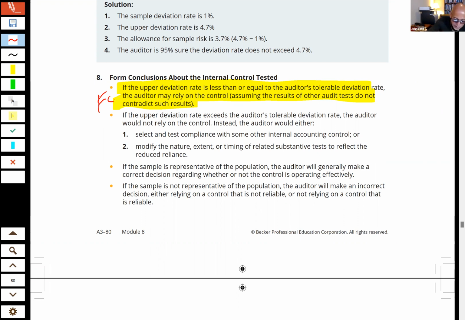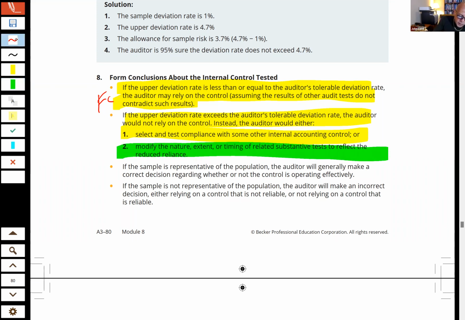For my substantive testing. If the upper deviation rate exceeds the auditor's tolerable rate, I might look for some other control that will tend to compensate for the control that just failed the test, or more likely, I will probably what? Modify the timing, extent, and nature of my substantive test. I'm going to do what? I'm going to use external evidence, nature instead of internal, extent, larger sample sizes now for my substantive testing, and I'll probably want to do year-end testing instead of interim. Okay. Go ahead and flashcard that.